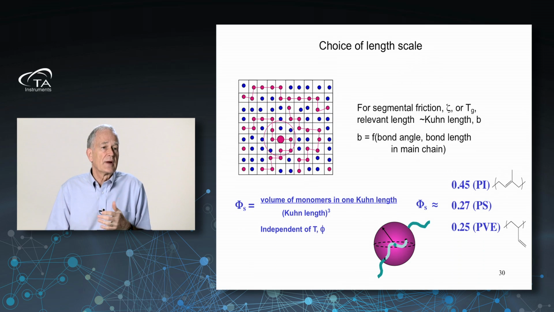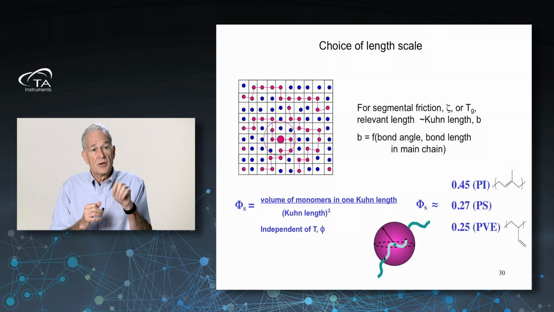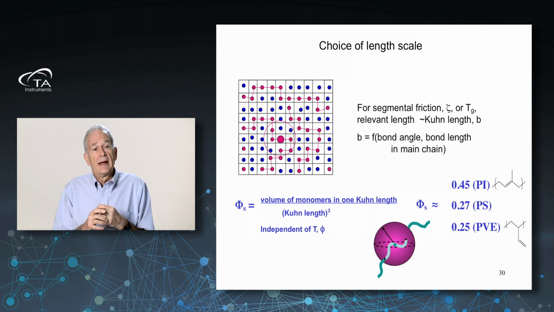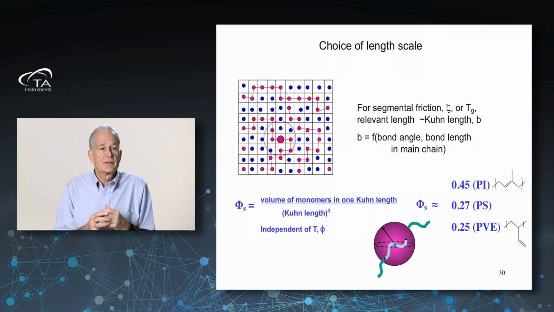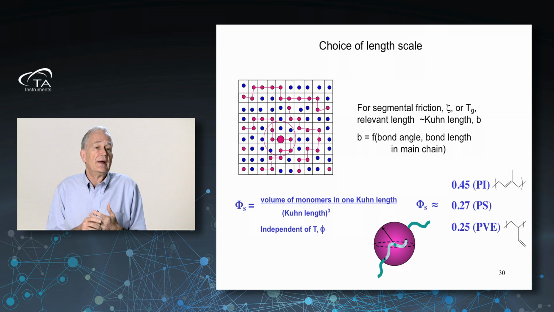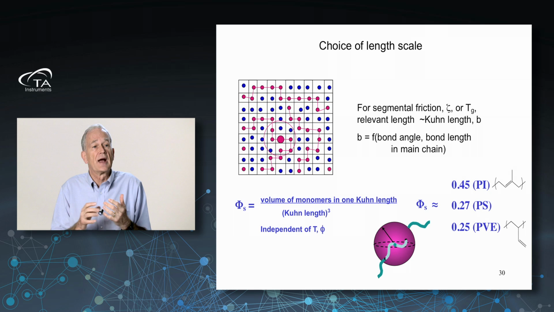We look here, for example, you can see the structure of the polyisoprene, and then also the structure of polyvinyl ethylene shown there. You can imagine that the polyisoprene monomer unit is bigger, and so its self-concentration is 0.45, and the polyvinyl ethylene is 0.25. So there's a difference in self-concentration, and that needs to be considered in calculating the friction.